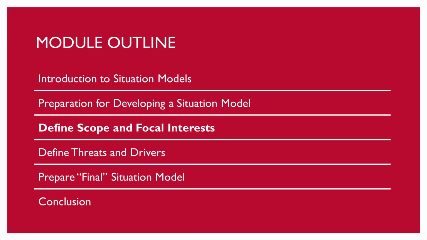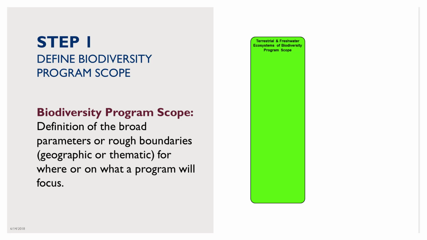identifying the ecosystem services those biodiversity focal interests may support and the human well-being interests that may benefit from the ecosystem services. Defining your biodiversity program scope is another essential, yet frequently overlooked step.